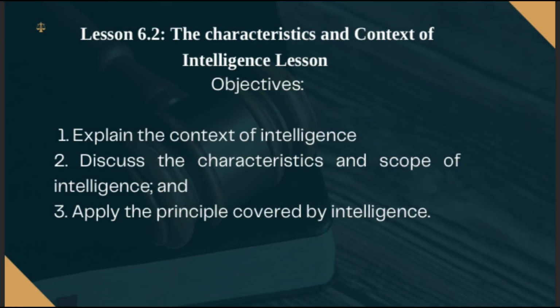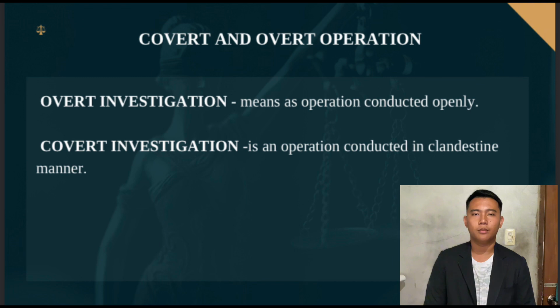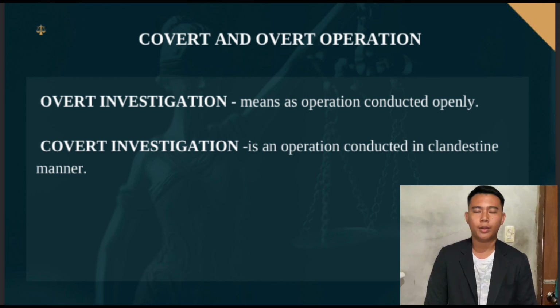Lesson 6.2, the characteristics and context of intelligence. The lesson objectives of this lesson are: explain the context of intelligence, discuss the characteristics and scope of intelligence, and the last one, apply the principles covered by intelligence. Overt and covert operation. In modern times, there are two operations, the overt and covert operation.